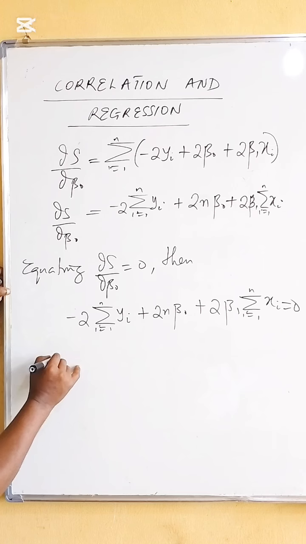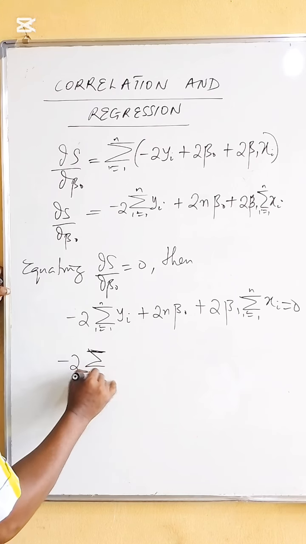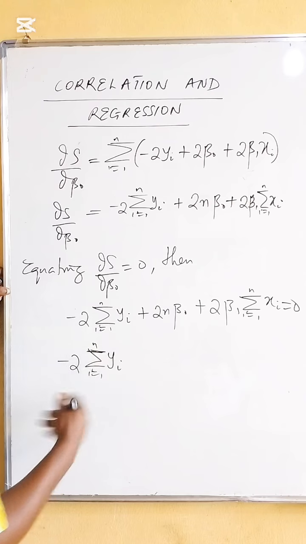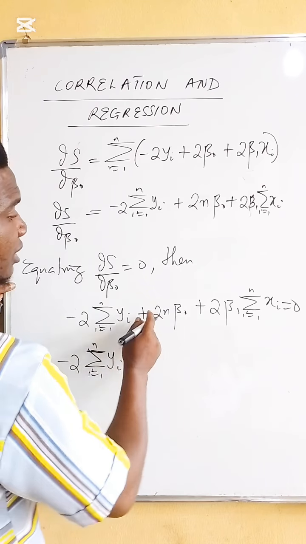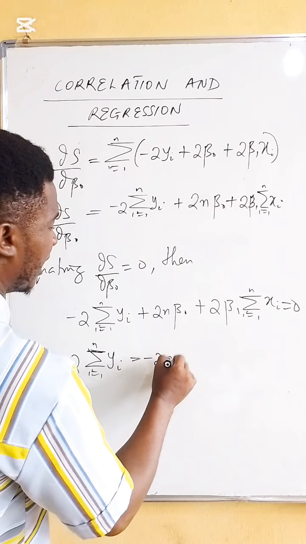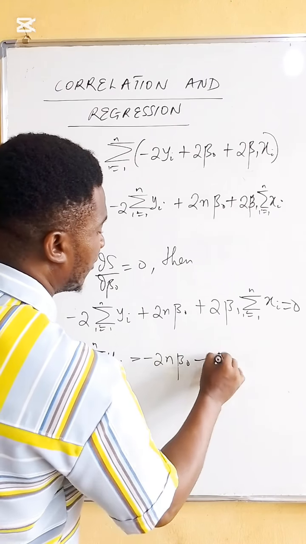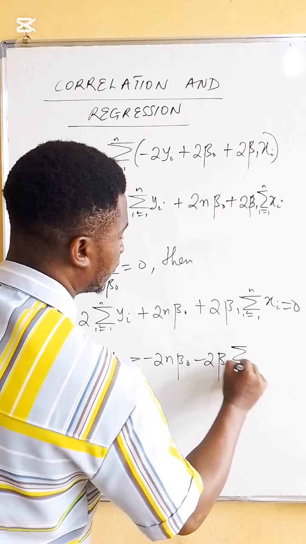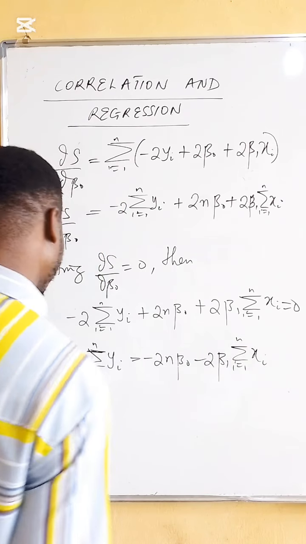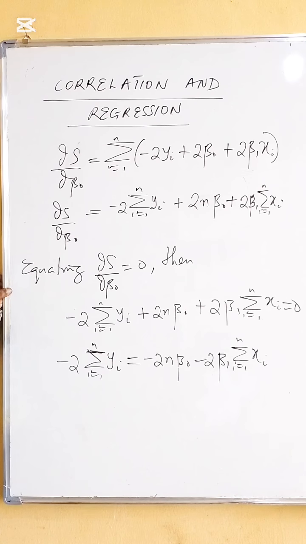So in this case, I'm going to have minus 2 summation i equals 1 to n yi, my subject of formula, and this would all go the other way, becoming minus 2n beta naught minus 2 beta 1 summation i equals 1 to n xi. Okay, so when I do that, that's what I'm going to have.